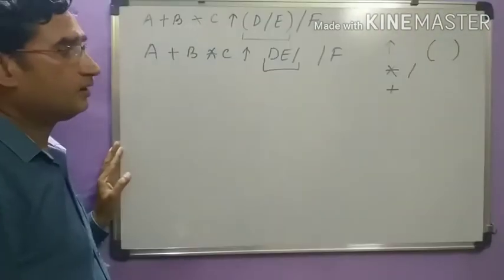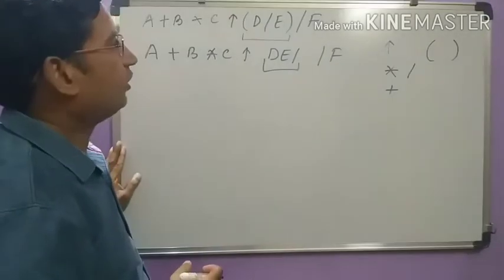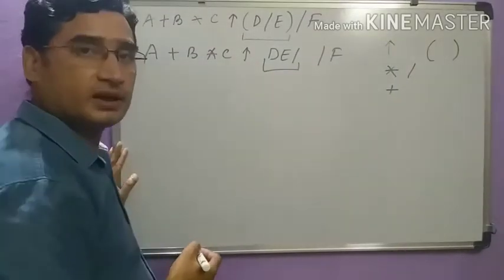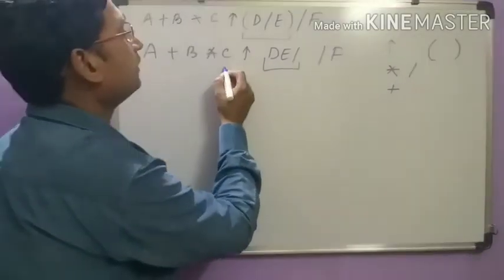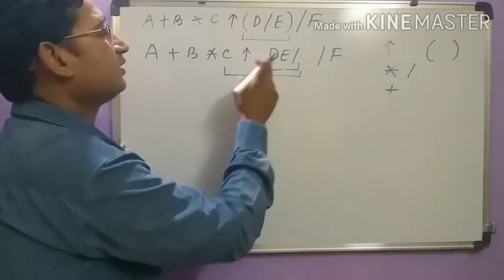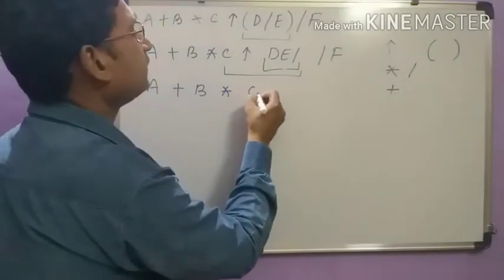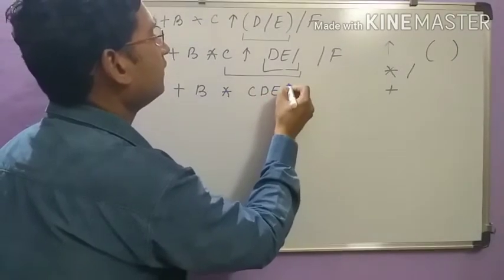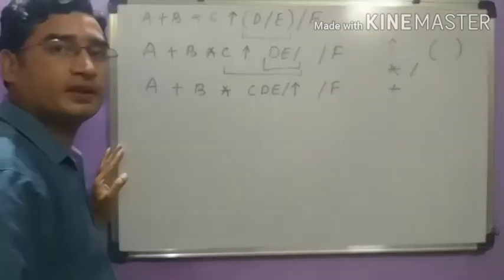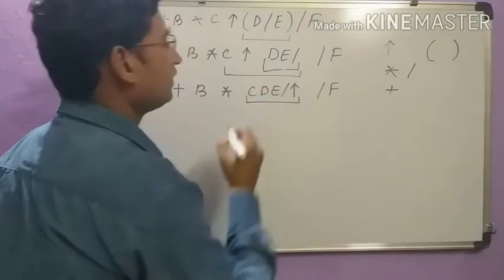After this step, you need to check which is the next highest priority operator. In this expression, this exponent has the highest priority. So we need to convert this c exponent, this term. So in the next step, first a, b, asterisk, c, d, e, divide, and this exponent, and f. After this step, this is now converted into postfix.